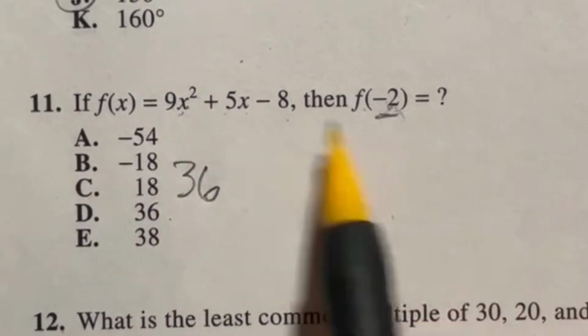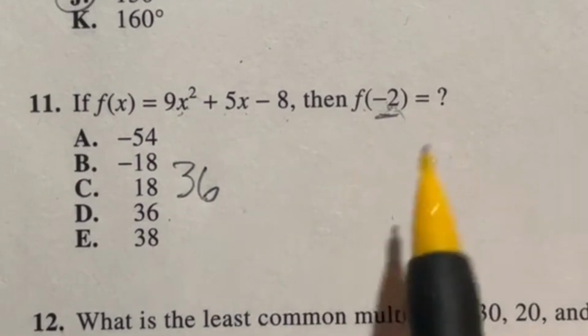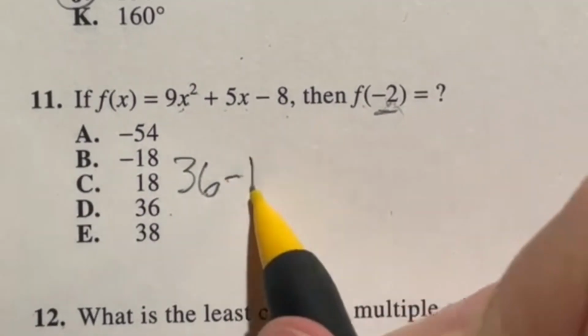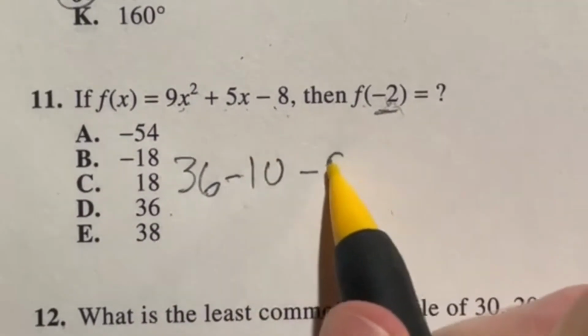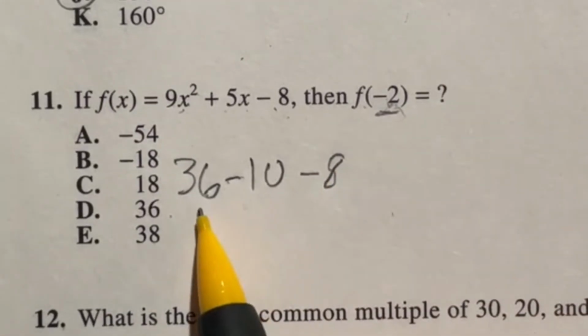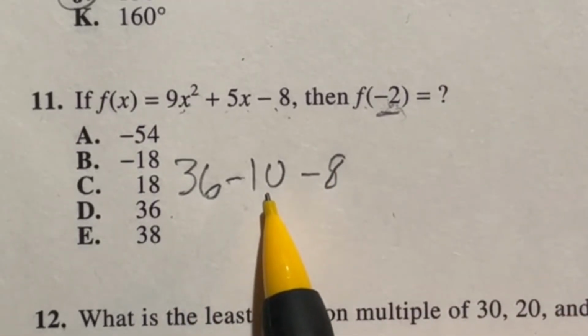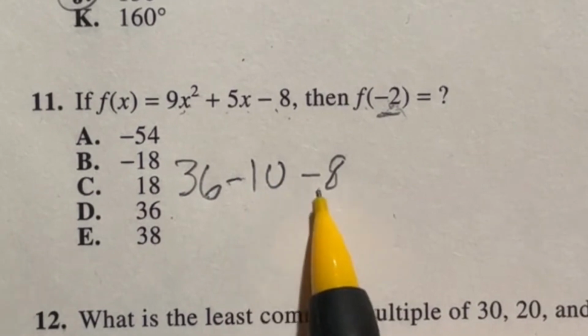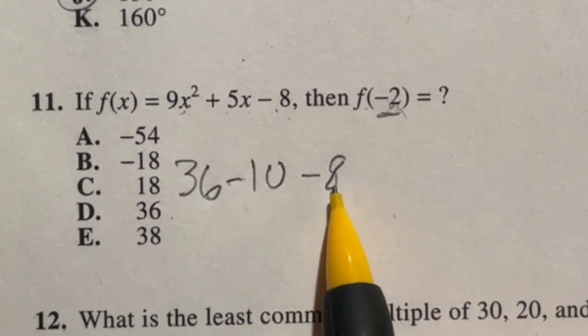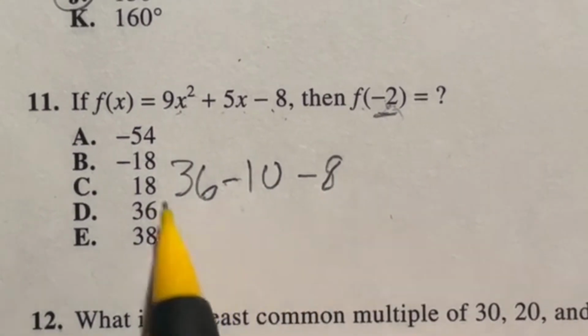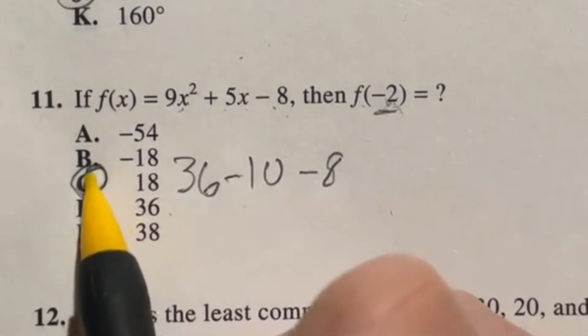We then have 5 times negative 2, which is going to give us negative 10. Don't forget that negative. And then we still have that minus 8. So if I do 36 minus 10, that's going to give me 26. Then minus another 8 is going to give me 18. So our final answer here is C.